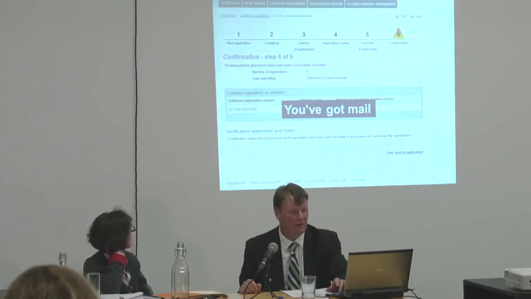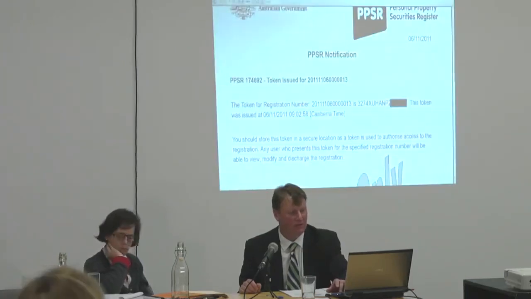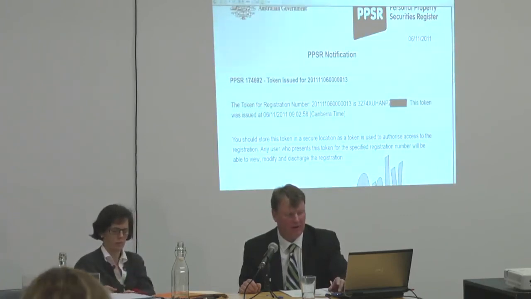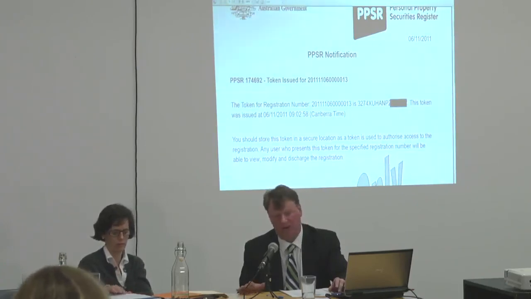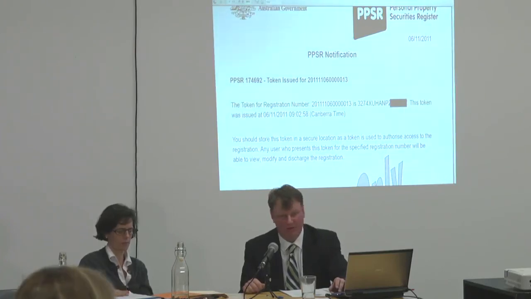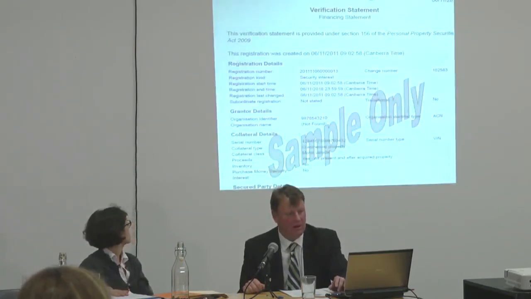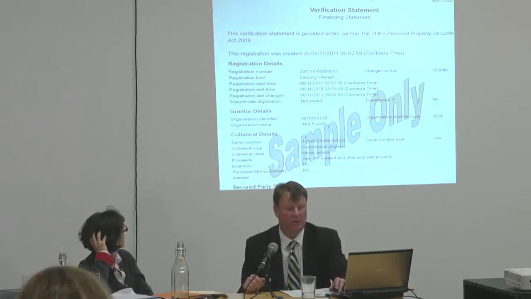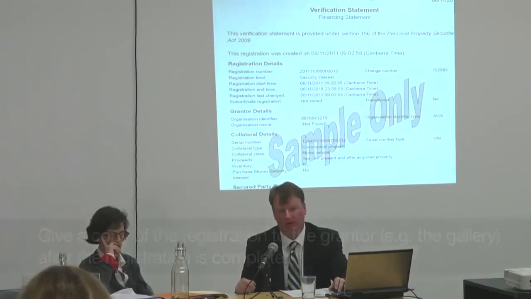Once you've paid, you'll get an email to the address for service. It'll give you the number of the registration and what's called a token, which again is like a password, which enables you to go in and change the registration. Again, you should store these in a safe place. In a separate email sent at the same time, the system will also send you a statement which contains all the details of the registration. And it's a requirement that you give a copy of that to the grantor or the borrower, etc.